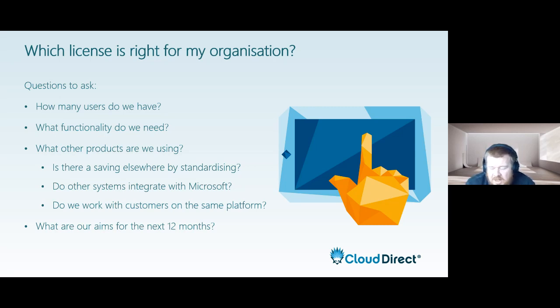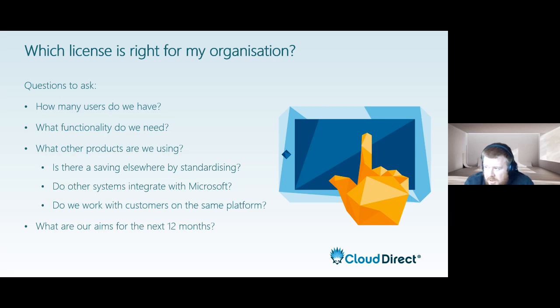We're looking at what functionality we actually need. So a combination of what's included in the license and what we're currently using can lead you to a decision around what we actually think we need in the coming 12 months, and we can know what we're going to do with those licenses. The more important thing potentially is what other products are we using.